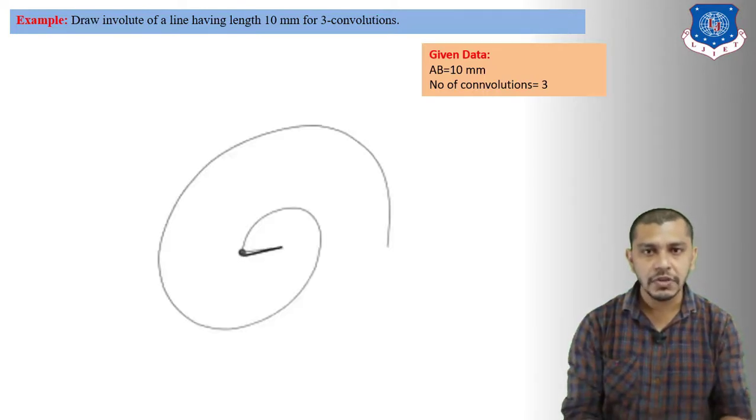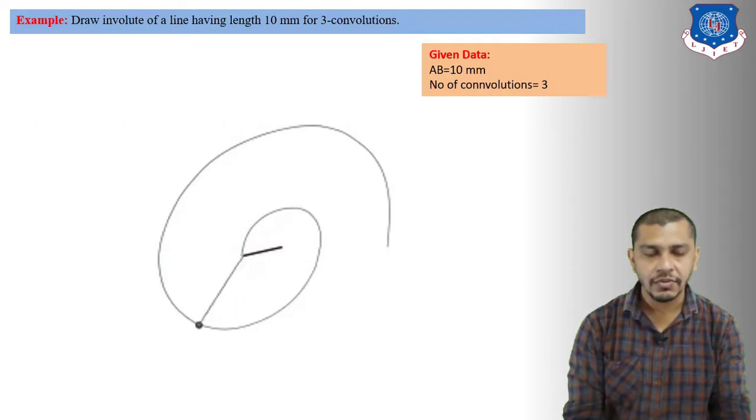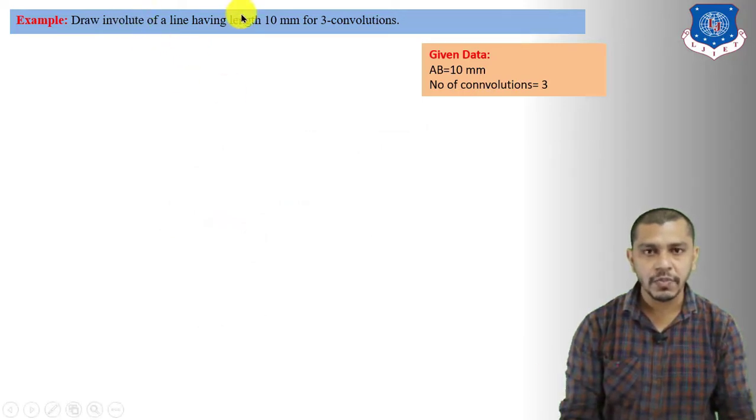In this video you can see that we have unwound a string from a line for 1.5 convolutions. By following this method, in this problem we have to unwind the string for 3 convolutions. So let's start.